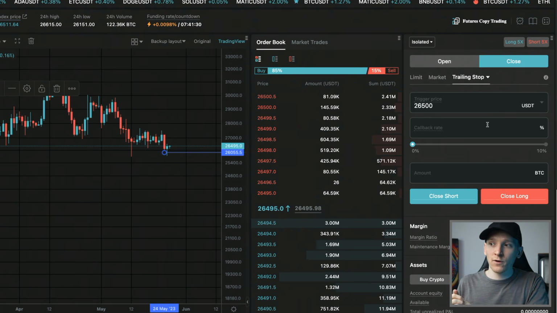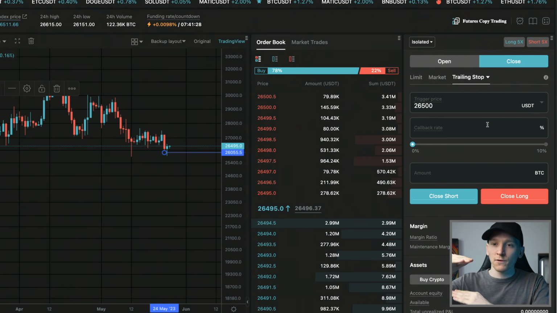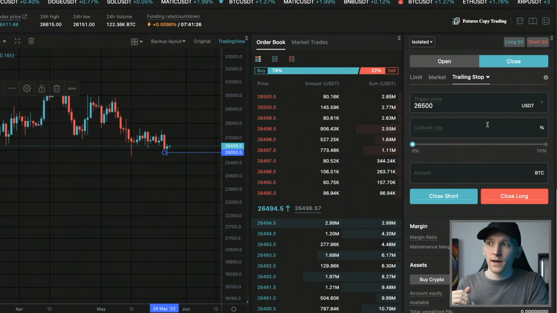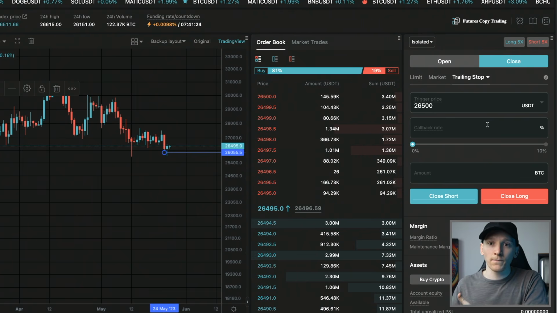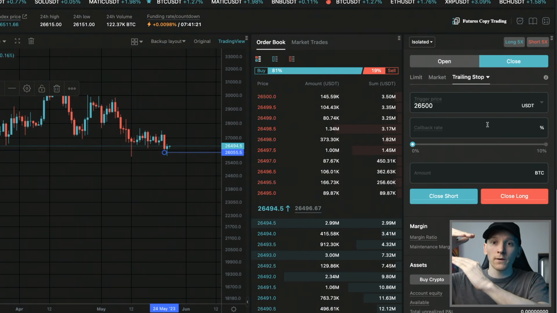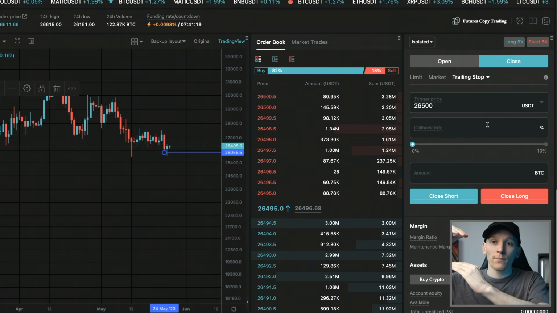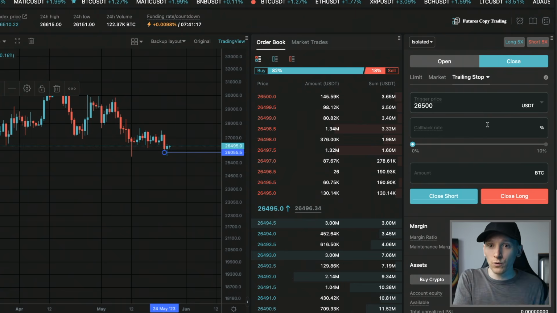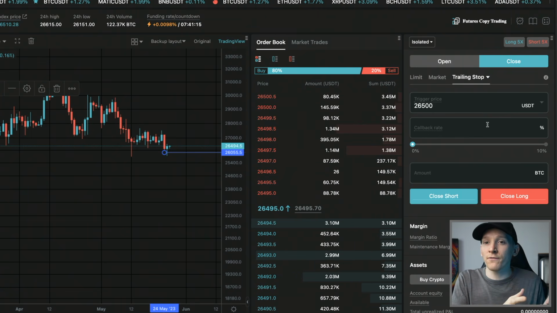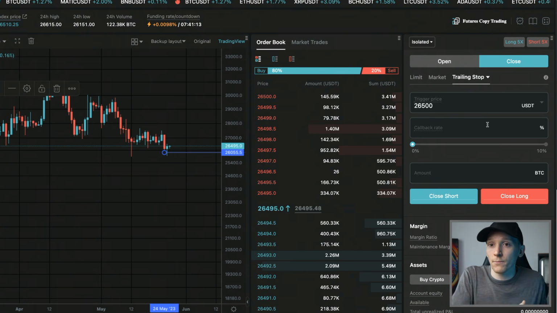And so what happens here is that the trailing order follows the price by a certain percentage. Now on the long side, if you're long, you can follow the price up to a certain percentage, but when the price comes down, the trailing stop doesn't move. And so this essentially locks in profits if you're in profit in your order.